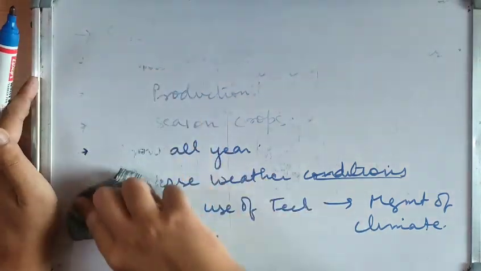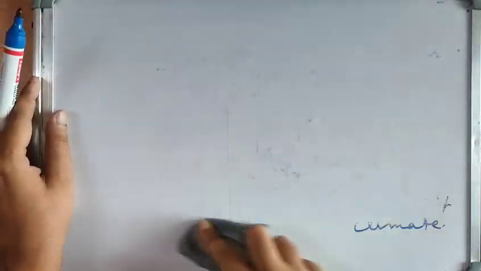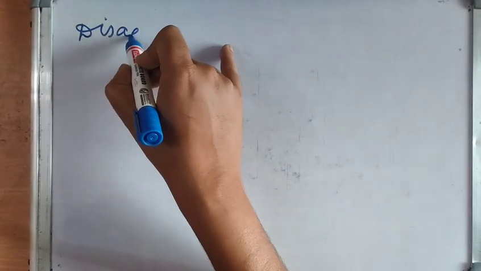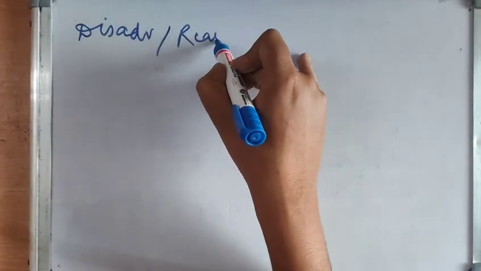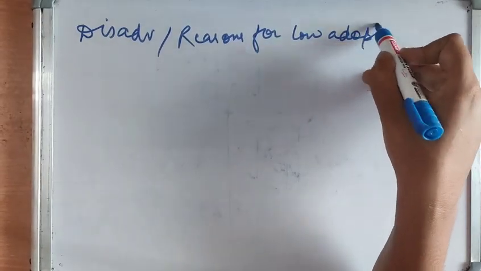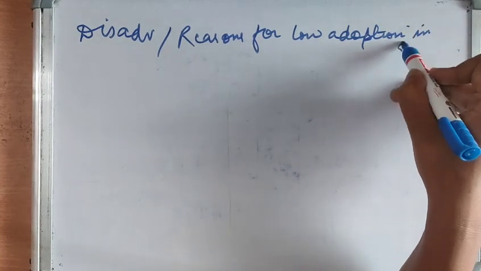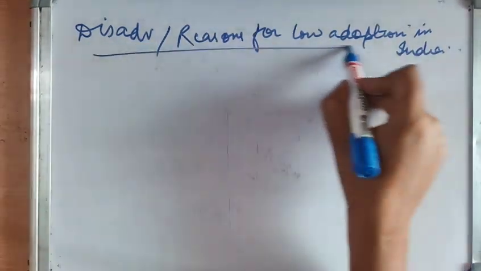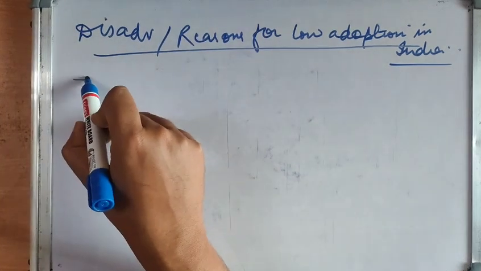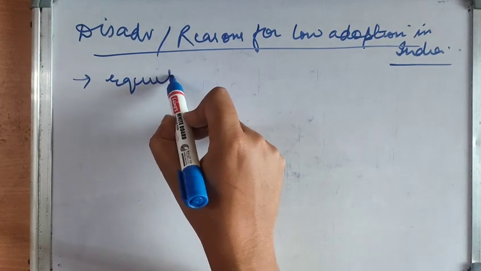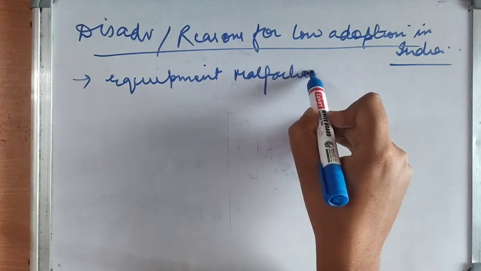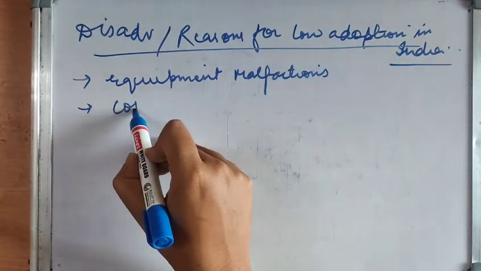What are the disadvantages, or you can say the reasons for low adoption of greenhouse in India? Why is the greenhouse not much adopted in India in high frequency? First of all, equipment malfunctions. Many times equipment malfunctions. Initial cost is very high.